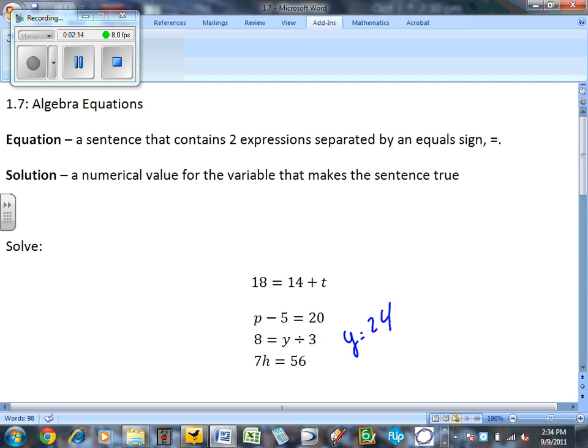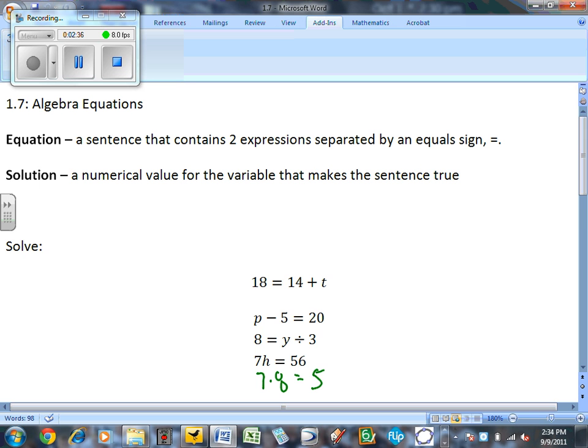Next one, remember when they're right beside each other, we're saying what times h equals 56. So what times 7 equals 56? 7 times h. What times 7 equals 56? Well, we know that 8 times 7 is 56. If we think about it, if we had gone 56 divided by 7, we would have gotten 8.